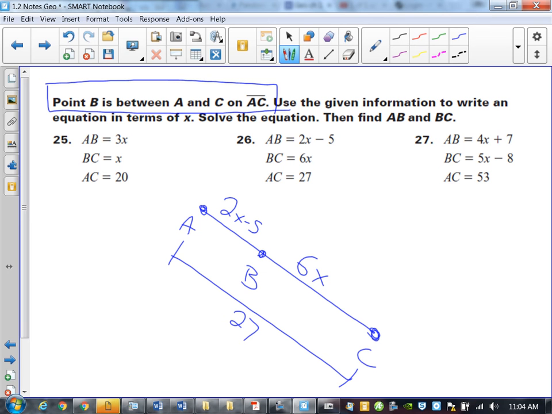How did you get 27? It's given to me right there. Where? A through C is 27.